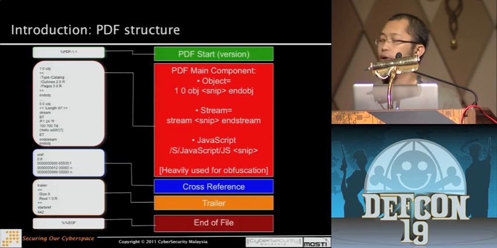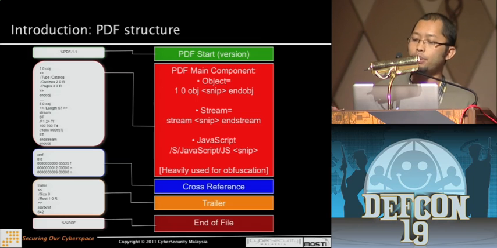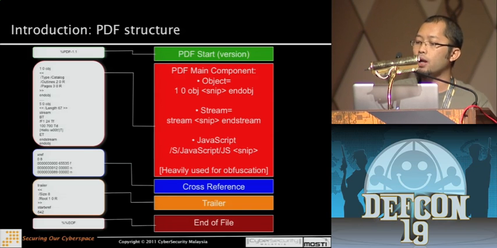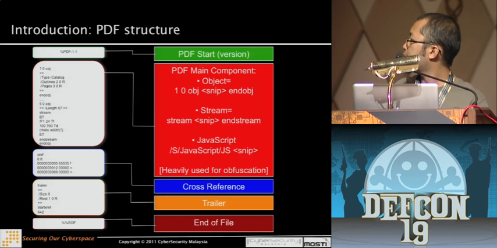Then the second part is the body. If you can see over here, it's pretty much the main component of PDF, which normally has objects, normally represented as obj, and each needs to end with endobj. Later on, I will show some obfuscation that you can implement when it comes to the object declaration.